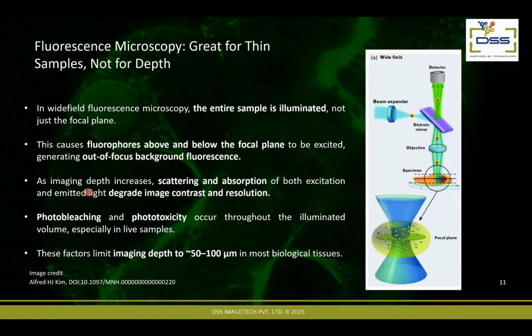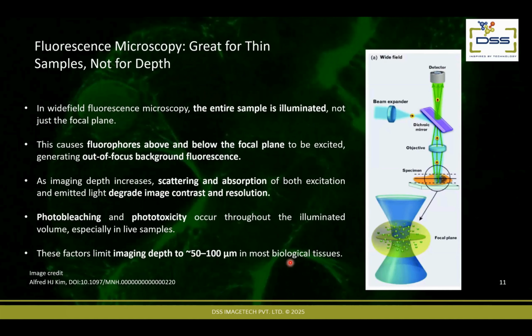And as the imaging depth increases, if the structure you're imaging is deep and thick, there is even more scattering and absorption, and that causes the excitation and emitted light to degrade contrast and resolution. Furthermore, if you are imaging live samples, since the entire sample is illuminated with your excitation light, you have high photobleaching and phototoxicity throughout the sample. This is why the depth at which you can image with a standard fluorescence microscope is around 50 to 100 nanometers in most biological tissues.